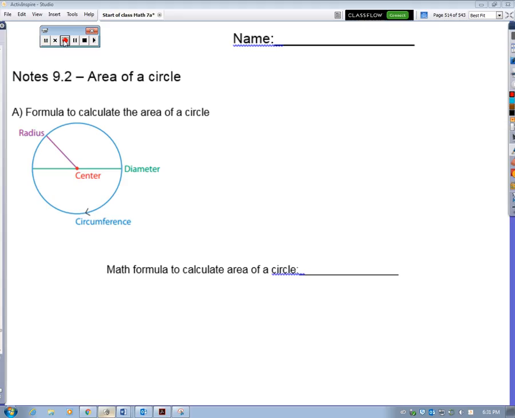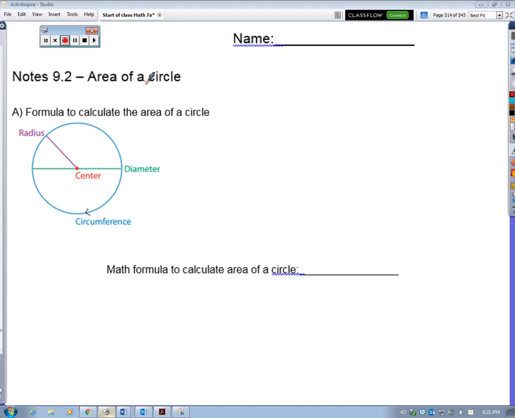Alright, my little math friends, we are moving on to the next part of Chapter 9. 9.2, we're going to be calculating the area of a circle. Yesterday we did the circumference. Now we're going to learn the formula for the area of a circle and how to calculate that. Maybe you guys have done this before. That's fine. This should just be a review if you have done it. If not, don't worry, it's not too complicated. 9.1 and 9.2 are fairly simple lessons here.